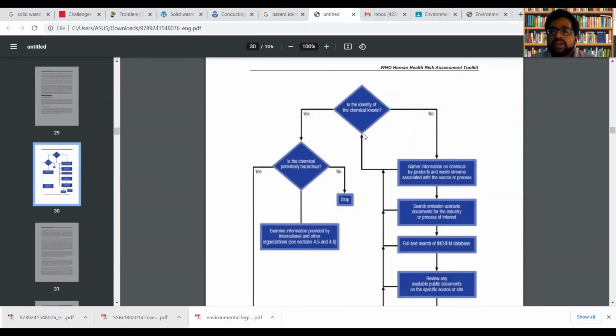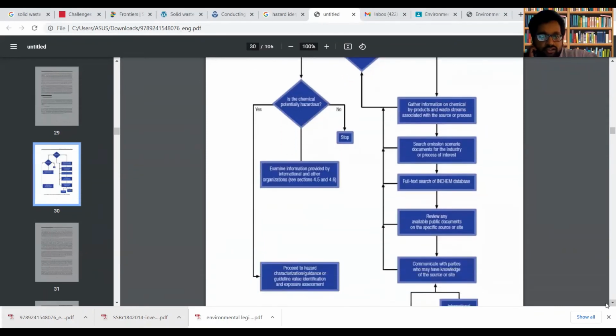So we have a chemical hazard. The first question is, is the identity of the chemical hazard known? There can be two options, yes or no. If the answer is yes, that is the identity of the chemical is known, then the next question will be, is the chemical potentially hazardous? You have to determine whether the chemical is potentially hazardous. If it is, then we have to proceed to hazard characterization and also assess the exposure.